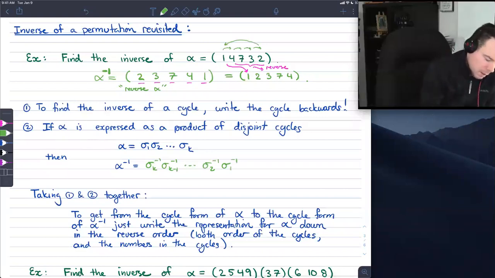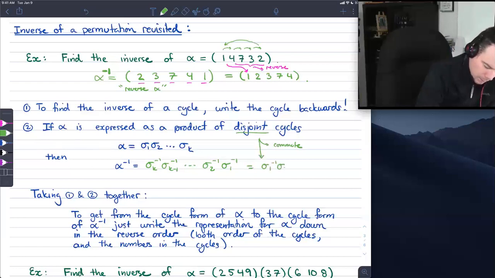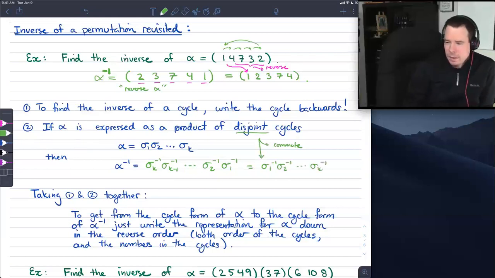However, because disjoint cycles commute, it means that it doesn't matter which order I write sigma 1 to sigma k in. Because they commute, this could be written in this order. And that's always nice to know, because it says that if I want to take the inverse of a product of disjoint cycles, I just do the inverse one at a time. And I can keep them in the same order. It doesn't matter, because disjoint cycles commute with each other.